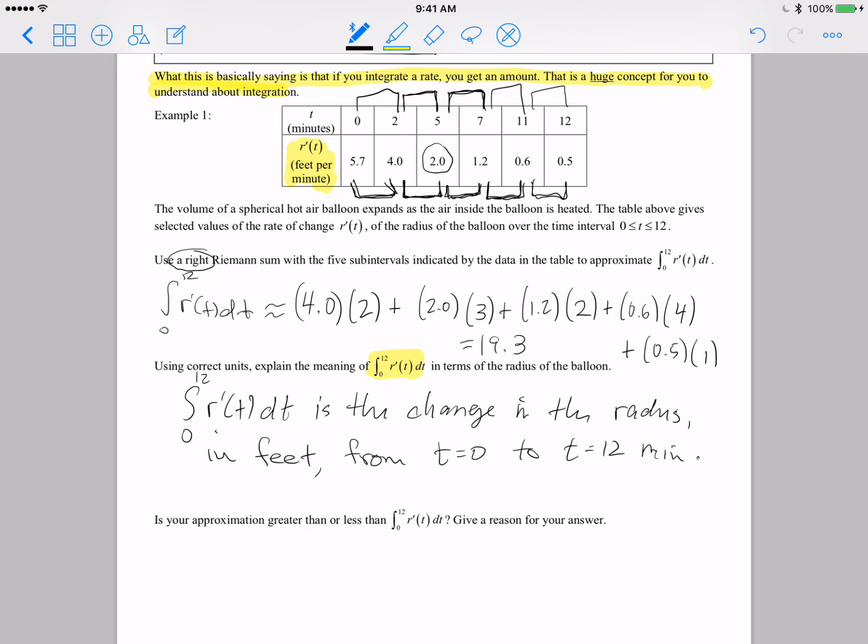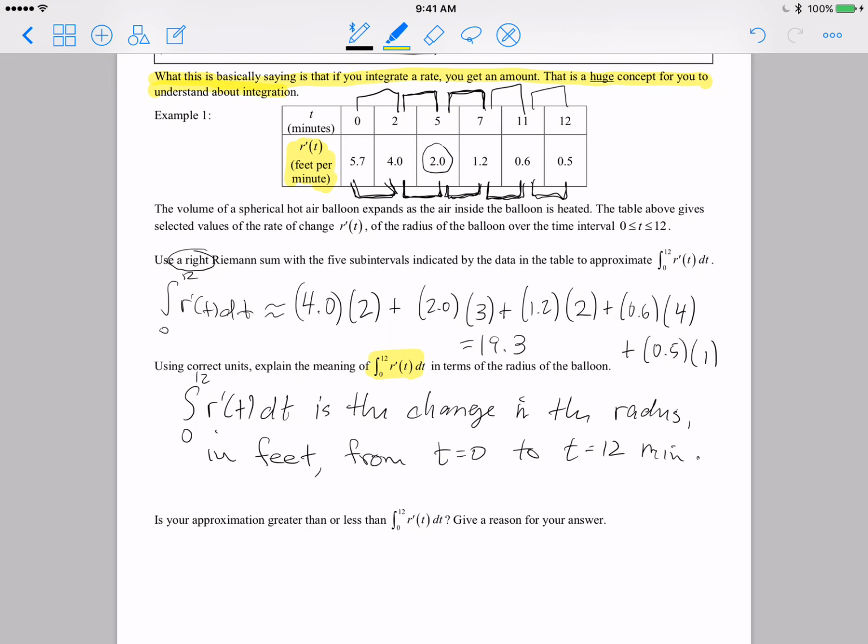Okay, so that is a way to figure out what the meaning of that definite integral is, and you're going to have to get used to doing this kind of thing in class, justifying your answer and explaining the meaning of your answer as well. Okay, is your approximation greater than or less than the actual value of the integral?